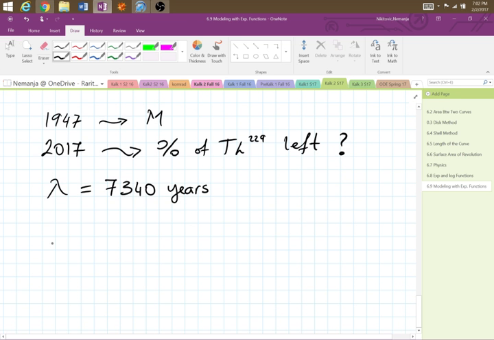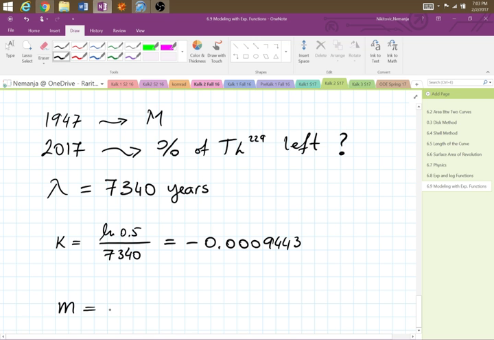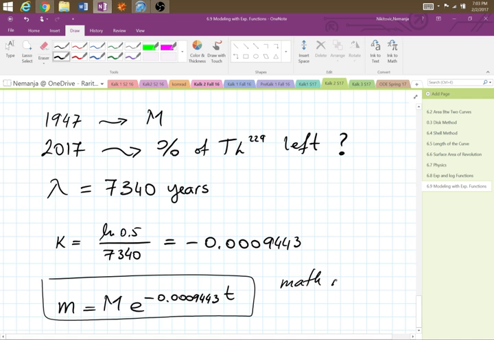So let's do it. We already know the formula that the k is going to be ln of 0.5 divided by 7340, which, according to my calculations, is negative 0.0009443, which gives us the math model that the mass at any time t is equal to initial mass times e to the negative 0.000943 t. This is the math model for thorium-229.